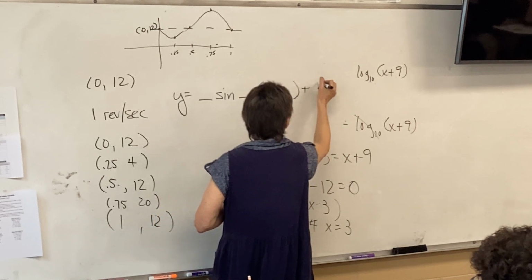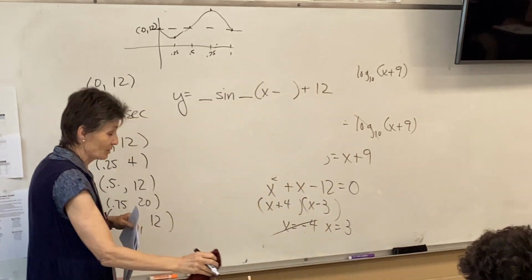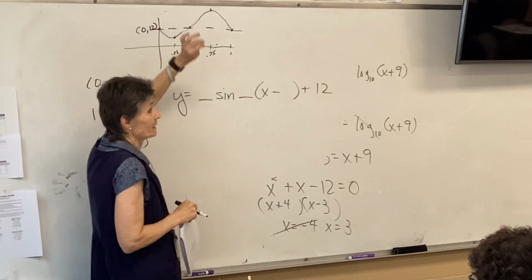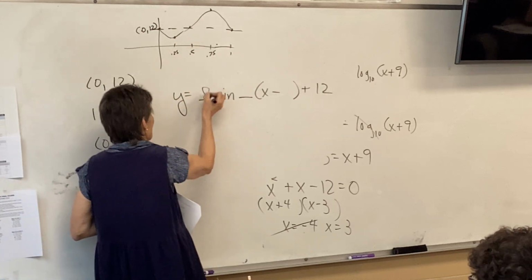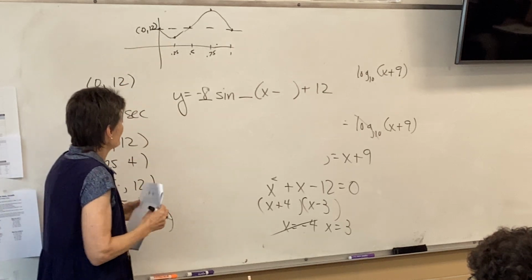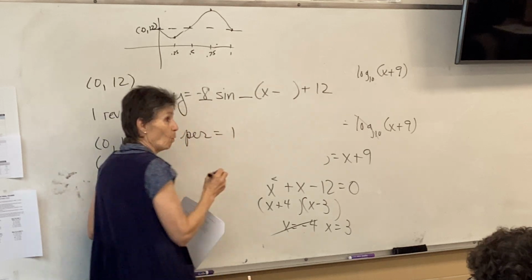I know it's plus 12, so that's that part I'm good with. What's my amplitude? What's out here in front? My amplitude, I'm going up and down how many? 8. And actually it's going to be negative if I start right there. What's my period? My period's 1, isn't it?